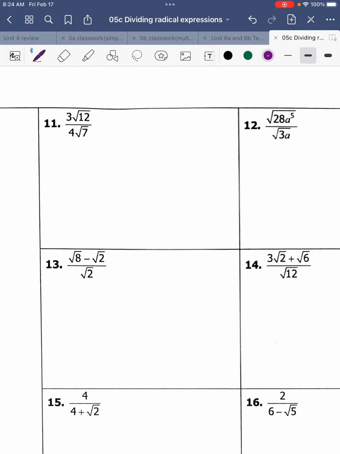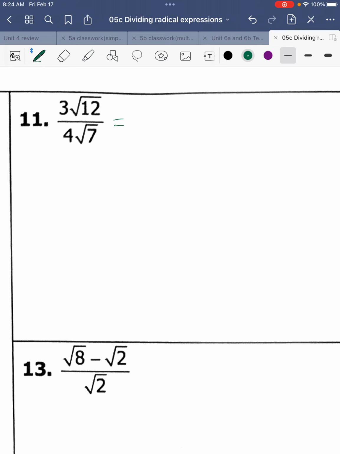Moving on, we have number 11. Can we do anything with the quotient rule? If we did, it would be something like this. But that doesn't reduce. 12/7 doesn't reduce, so I'm not going to do that. So we have 3 square root of 12. Well, actually, let me back up. I'm going to multiply by the denominator, square root of 7.